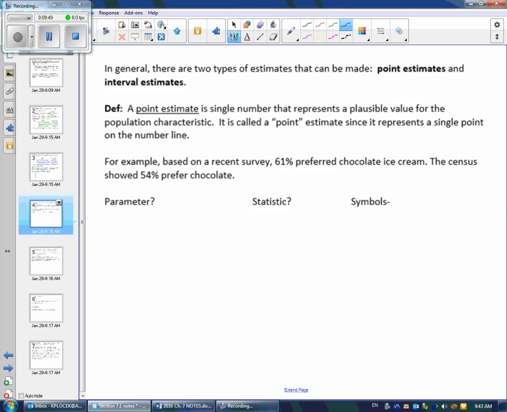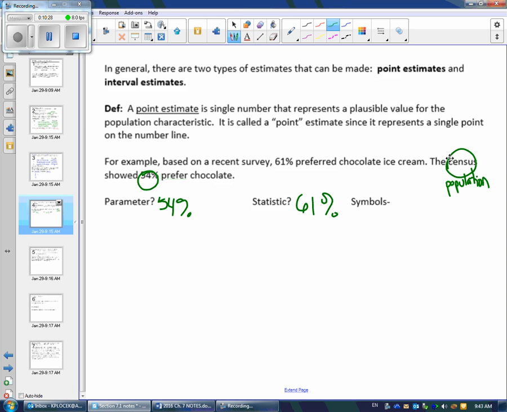For example, based on a recent survey, 61% preferred chocolate ice cream. The census showed 54% preferred chocolate. So our parameter is a census, because remember, a census is when you ask everyone in your population, which, yes, is usually impossible unless you have a controlled population. So the parameter here would be our 54%. The statistic comes from that sample. In a recent survey, 61%. Didn't tell us how big it was, but that's okay.